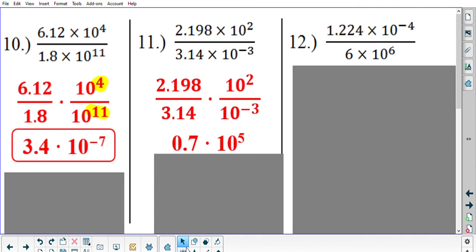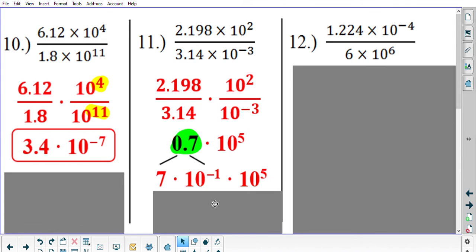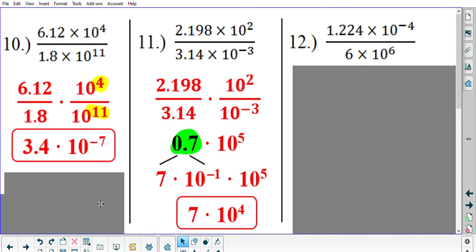Now, is 0.7 already in scientific notation? No, it is not, because the first number needs to be a number between 1 and 10. 0.7 is not between 1 and 10. So we're going to have to make that become 7.0 or just 7, and that would be times 10 to the negative first. 10 to the negative first times 10 to the fifth is going to give you 10 to the fourth. And now you have it in scientific notation.